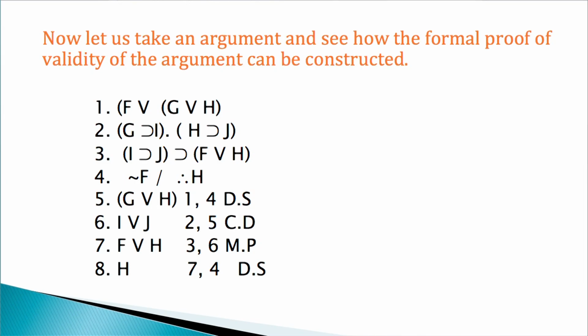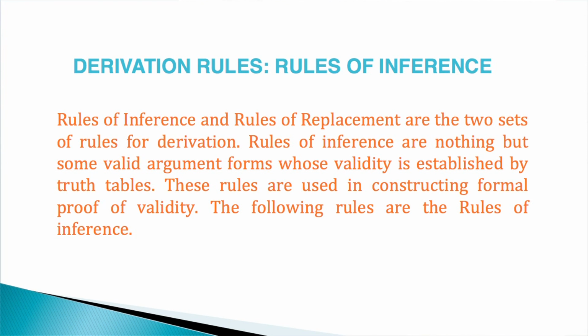There are two types of rules in derivation rules, that is rules of inference and rules of replacement. Rules of inference and rules of replacement are the two sets of rules for derivation, for deducing the conclusion. Rules of inference are nothing but some valid argument forms whose validity is established by truth tables. So these rules are used in constructing formal proof of validity too. The following rules are the rules of inference.